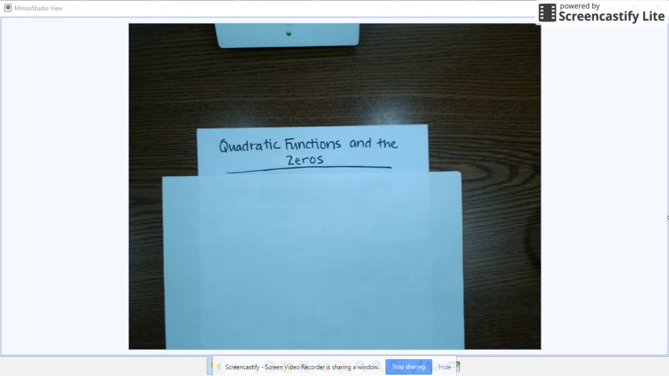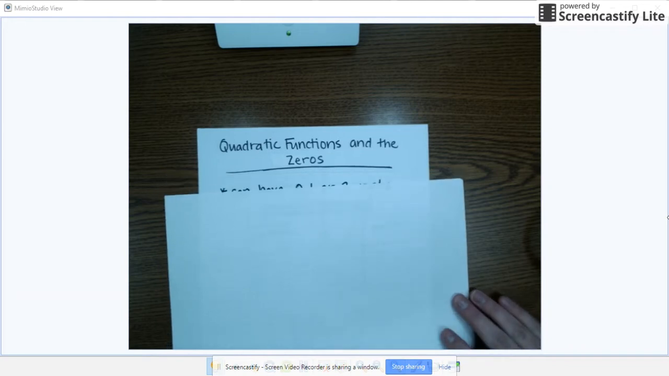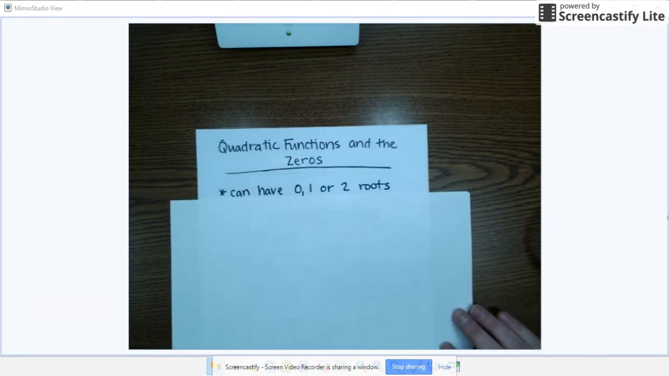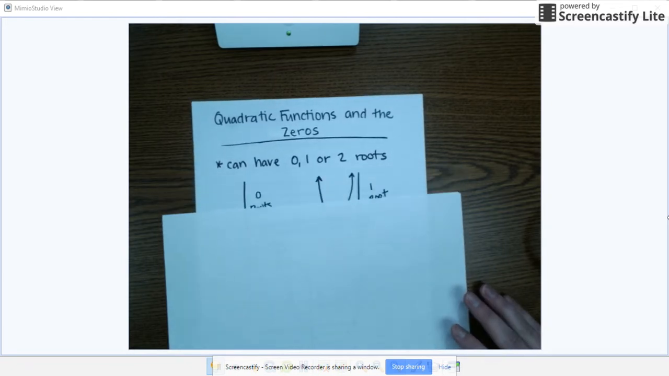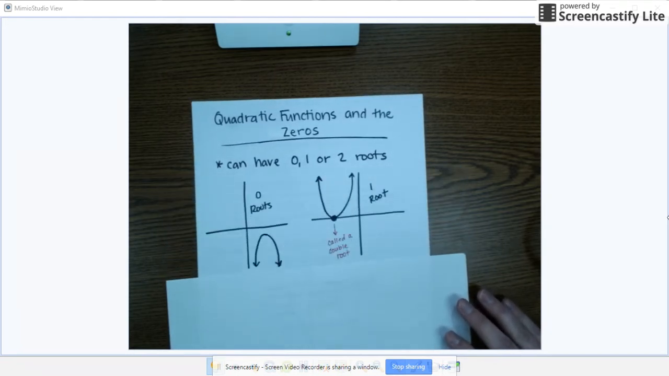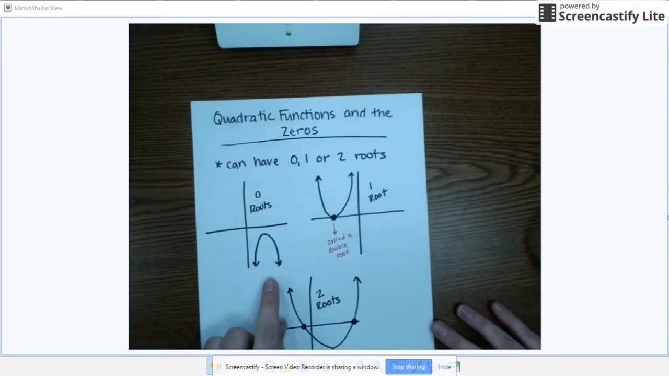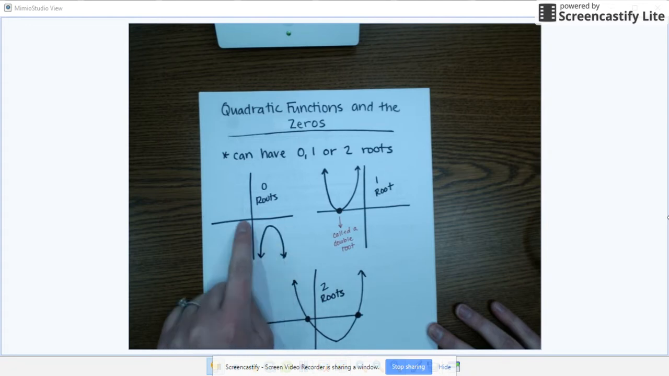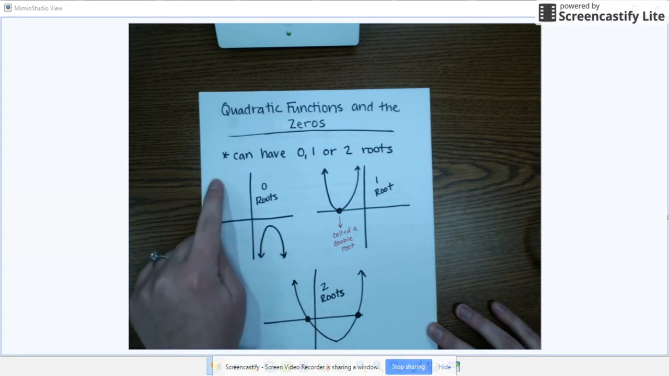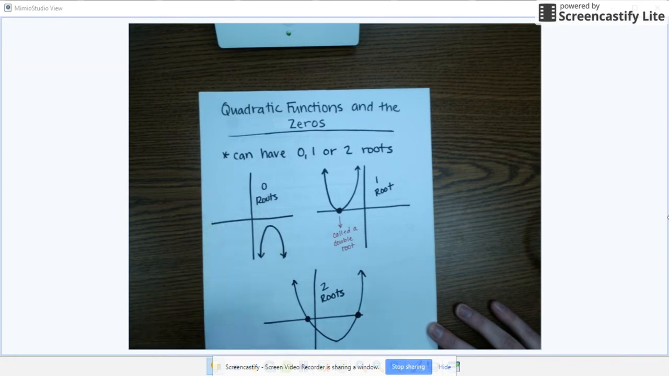Okay, a couple general things we want to talk about. When you have a quadratic function and we're looking at the zeros, there's 3 scenarios. You can have 0, 1, or 2 roots. We've mentioned this before. If you have no roots, that means that you have a graph that never crosses the x-axis. So no roots doesn't ever touch the x-axis. It could also be up here. Okay, it could be in one of the top quadrants facing up.